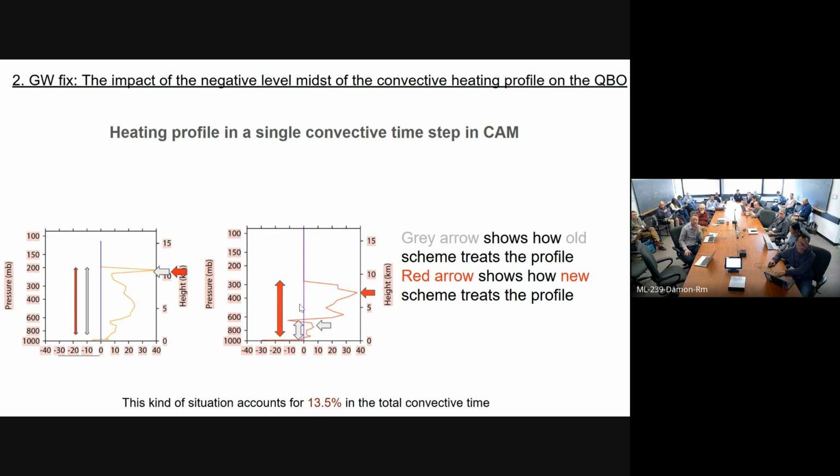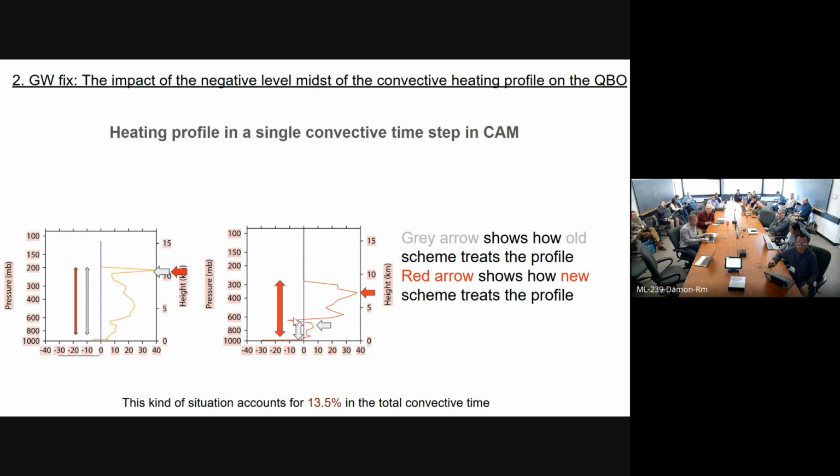That caused a problem in the gravity wave scheme, because when the gravity wave scheme has to detect the top of convection, according to the current algorithm, it will search for the convection top level by level from the lowest level, or from the bottom of convection.